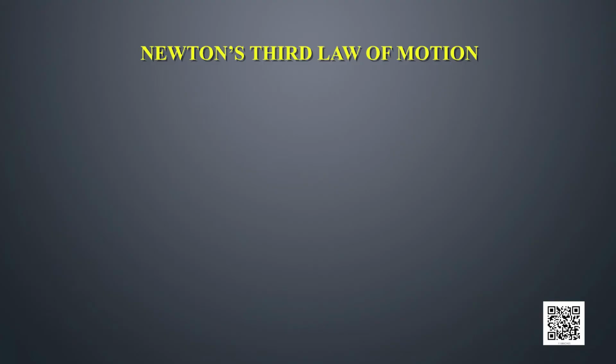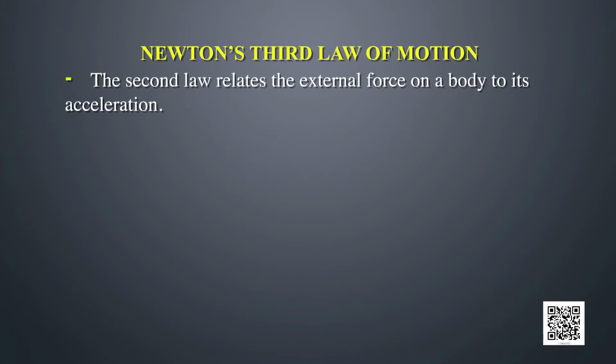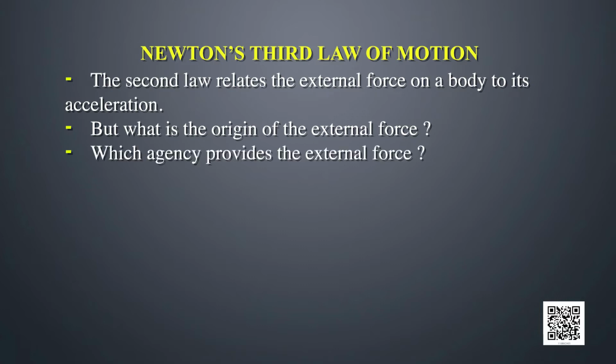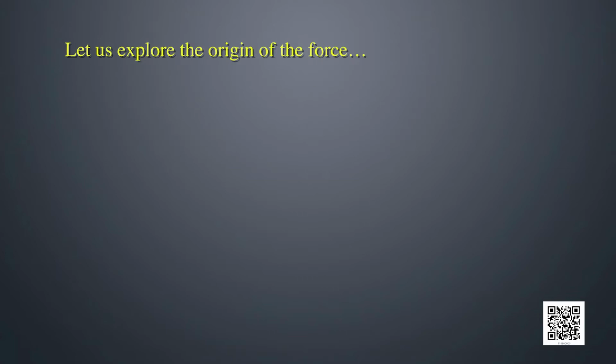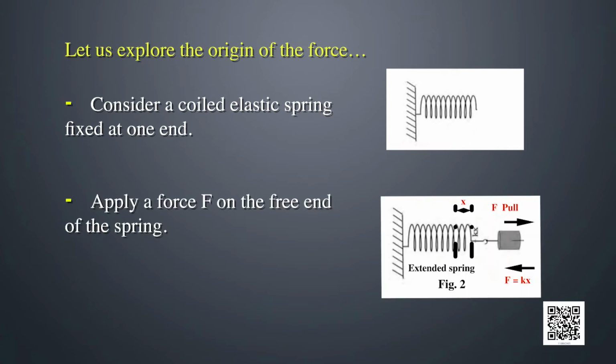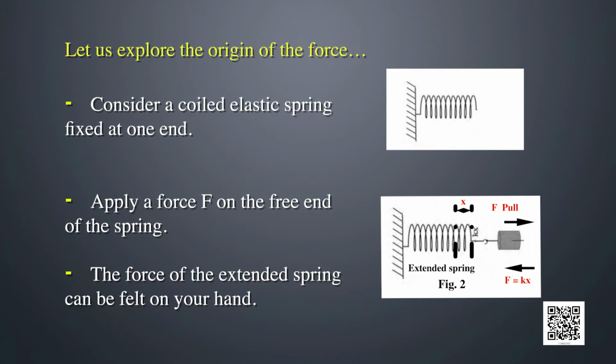Now, let us go on to Newton's third law of motion. The second law relates the external force on a body to its acceleration. But what is the origin of the external force? Which agency provides the external force? Let us explore the origin of the force. Consider a coiled elastic spring fixed at one end. Let us apply a force F on the free end of the spring. The force of the extended spring can be felt on the hand.